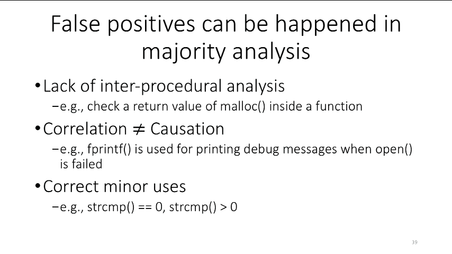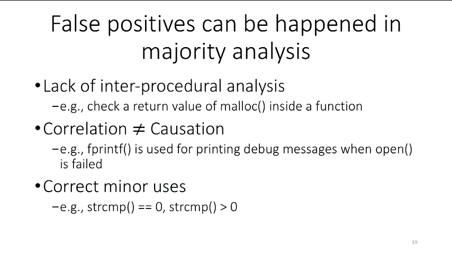False positives can happen in majority analysis. For example, it is due to our lack of interprocedural analysis. In most cases, it works well, but in some cases, for example, it calls malloc and passes the return value to another function, and inside that function, it can check the return value. It is possible. And the correlation is not always causation. For example, fprintf can be repeatedly used when open has failed to print the debug message. But fprintf and open have no causal relationship.